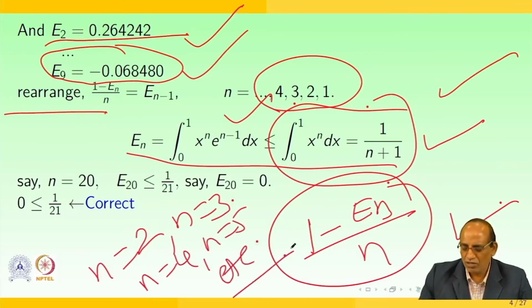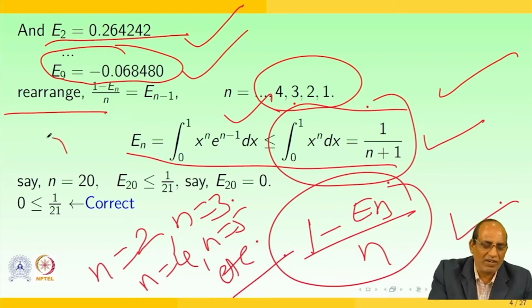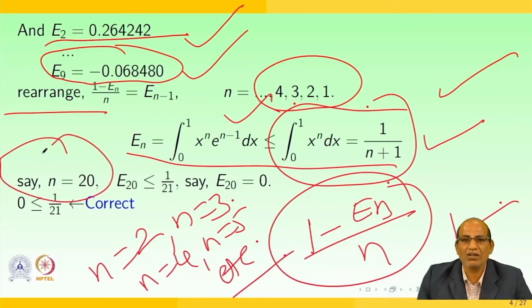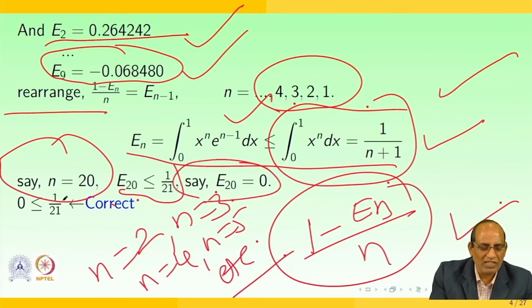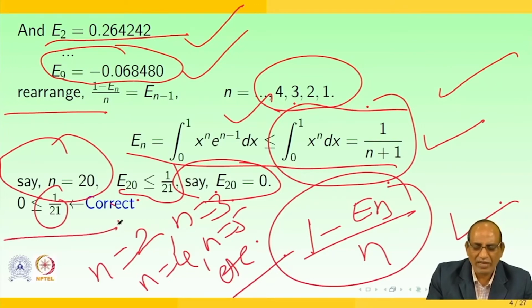You can do that. So ultimately, let's say that when n is equal to 20, what would happen? E of 20 is less than or equal to 1 by 21. Say E20 is 0. That means 0 is less than 1 over 21, right? So 0 is less than or equal to 1 over 21. That means 1 over 21 is always greater than or equal to 0. That means this is correct, right?